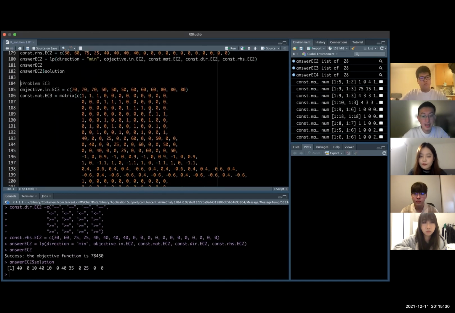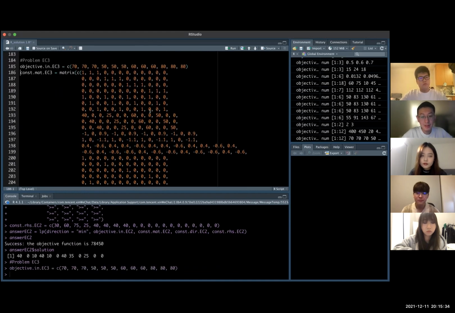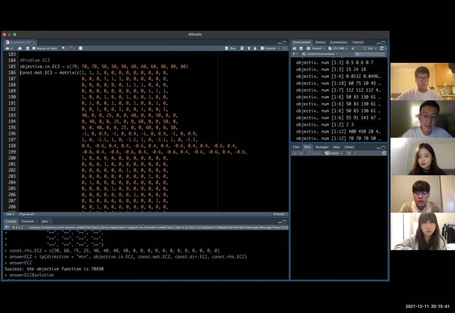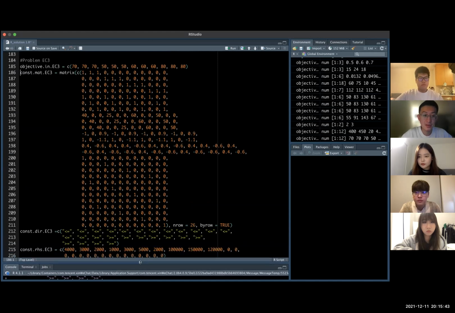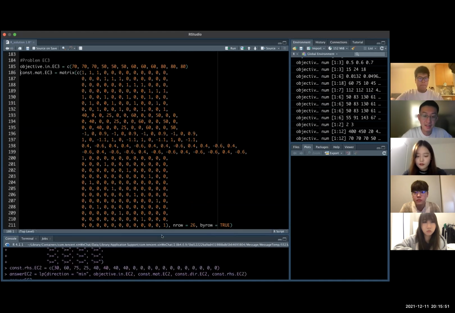Okay, so for actual credit 3, we look at the cargo ship to load the commodities in the cargo ships. So for the objective, we put the profit for each commodity. Like for commodity 1, the profit is 70. For commodity 2, the profit is 50. For commodity 3, the profit is 60. And for commodity 4, the profit is 80. So we put them into the objective function.